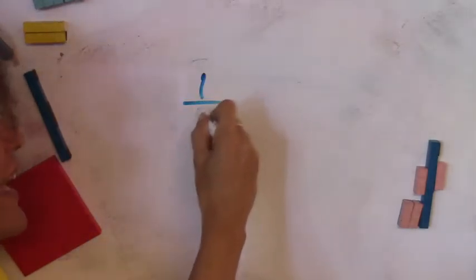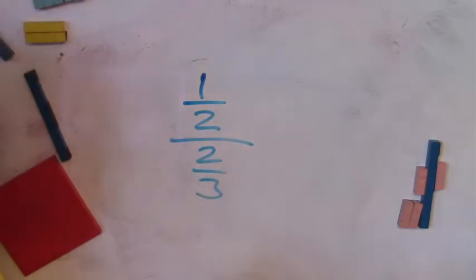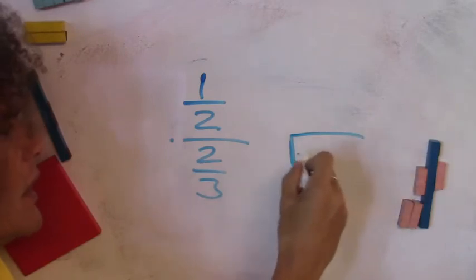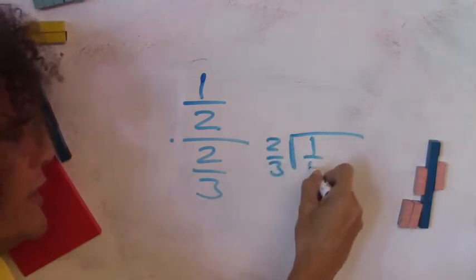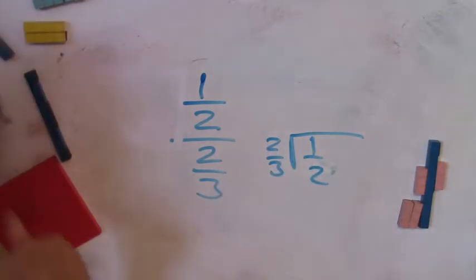What if I did the other way around? And I had 1/2 divided by 2/3. So now, what do I have? I'm saying, let's see, it's 2/3 over here and 1/2 over here. So how many 2/3 are contained in 1/2?